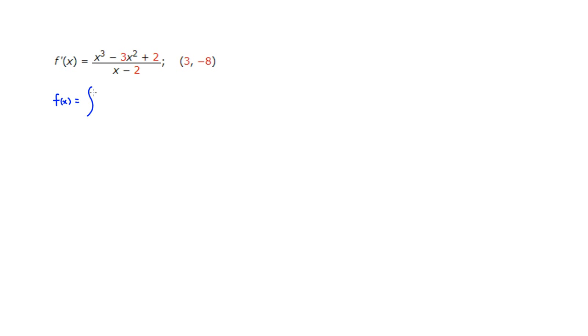Before we take the antiderivative, I'm going to rewrite this f prime. So I'm going to do a long division. So you have x cubed minus 3x squared. And then I'm going to give a little bit of room because there's no x term, plus 2. Right, so the divisor is the denominator, so you have x minus 2.